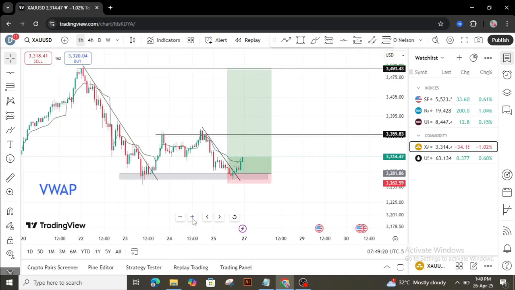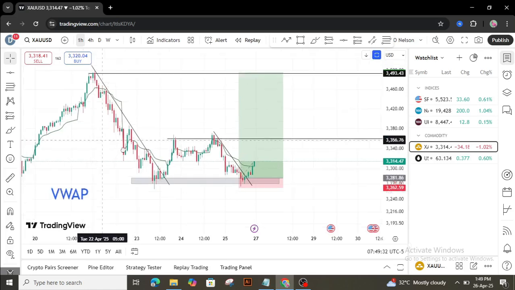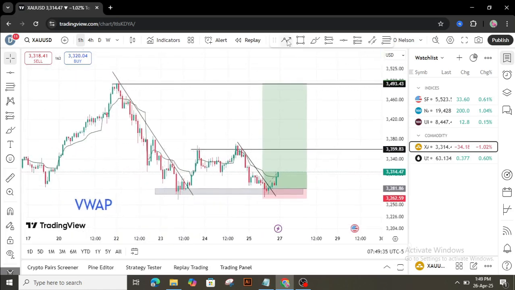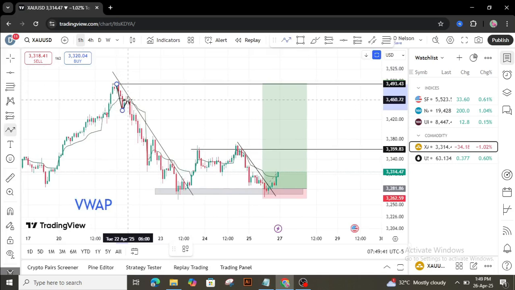What you want to do is that whenever price closes above this VWAP, you want to take a buy position. Whenever the price is below the VWAP, you want to take a sell position. Take for example, when the price came down here, let me show you something. When the price came down here and retested here, it's a good opportunity to sell.